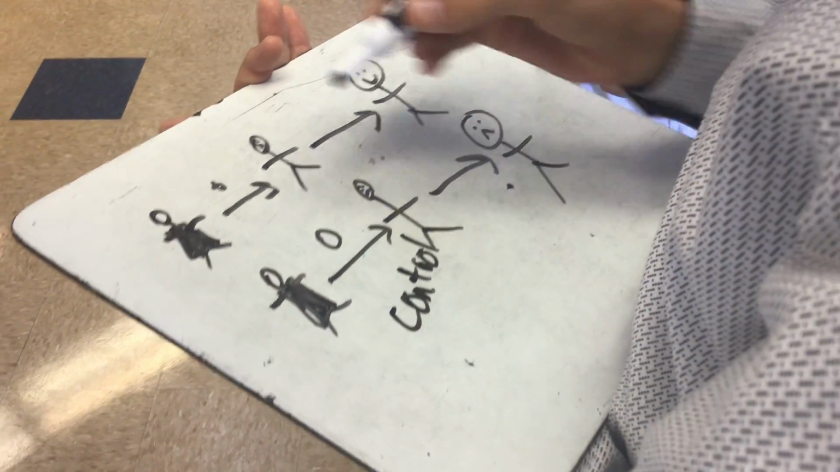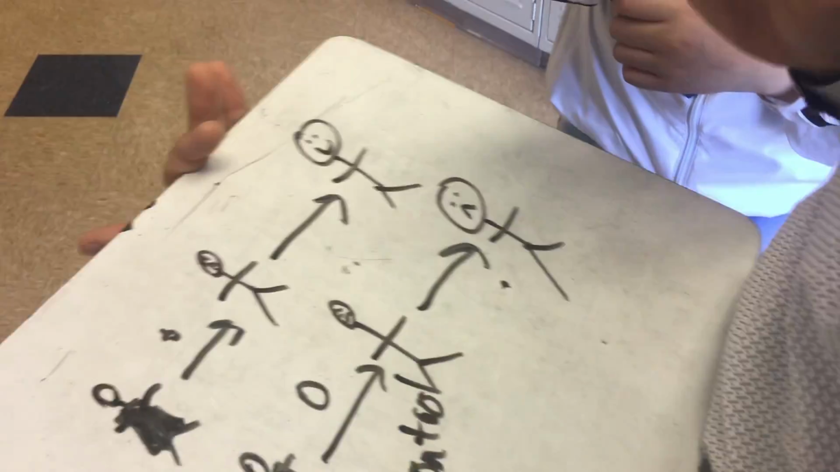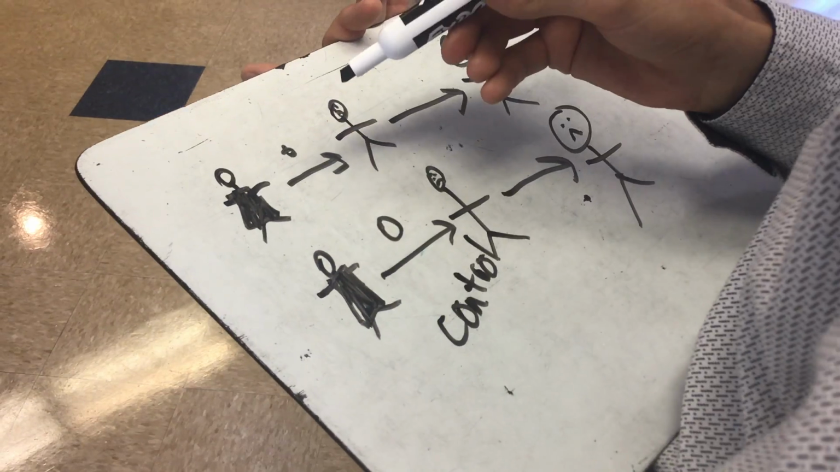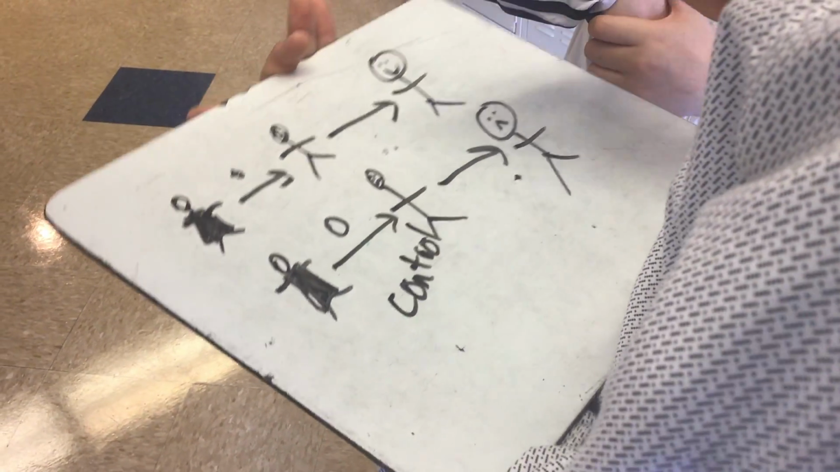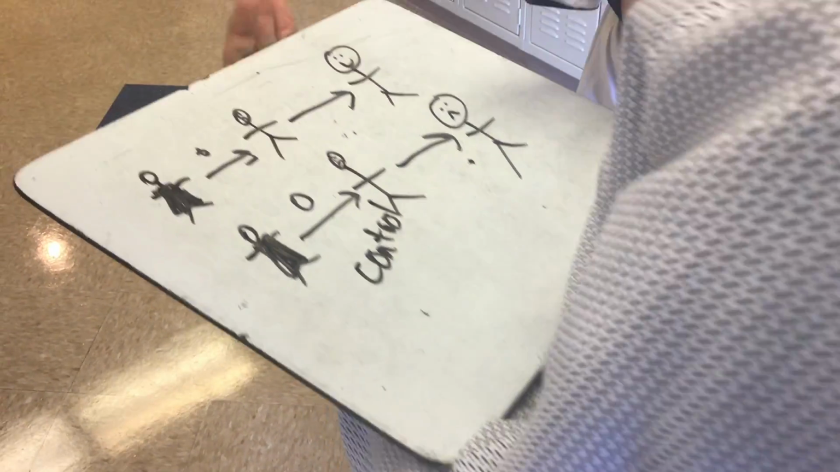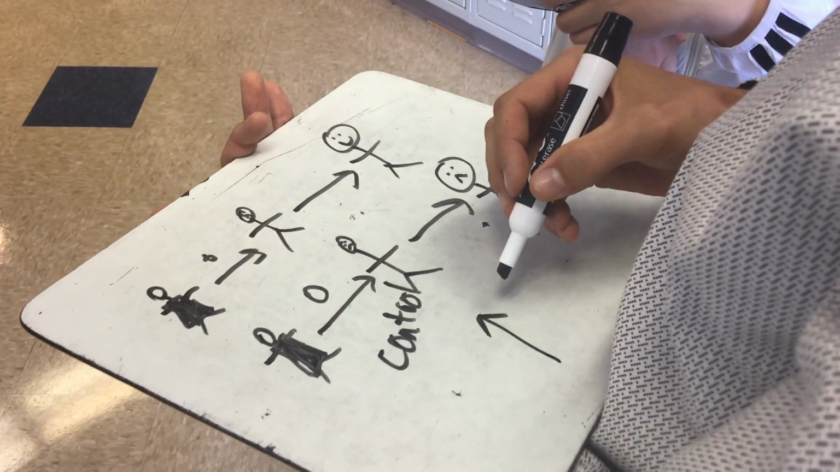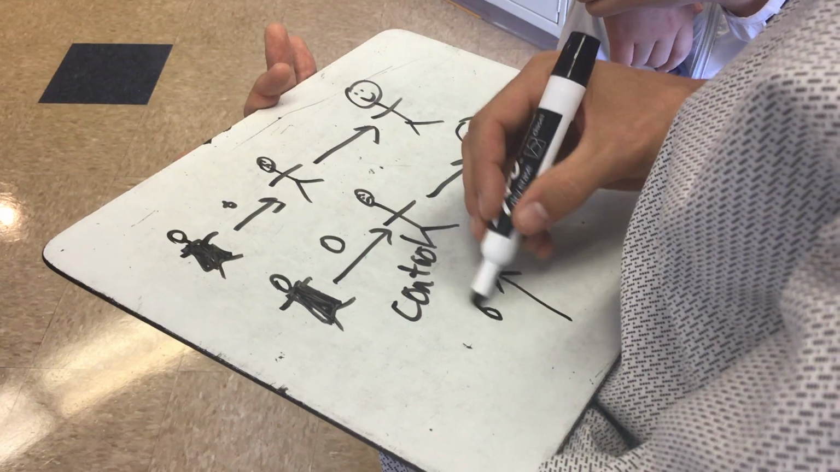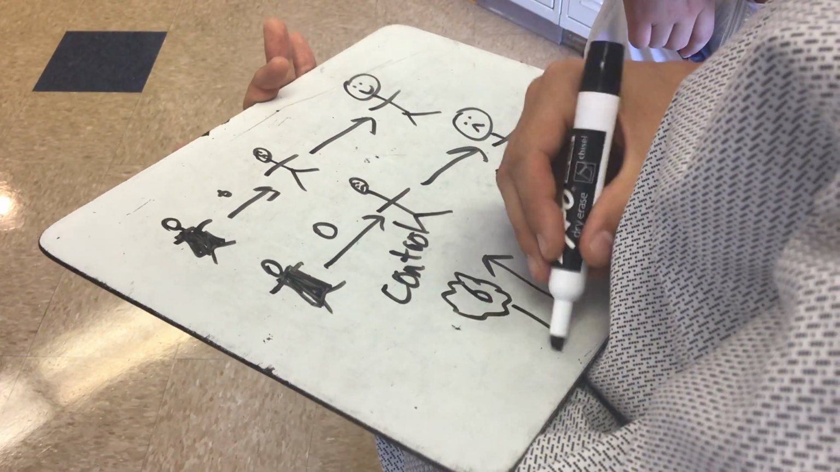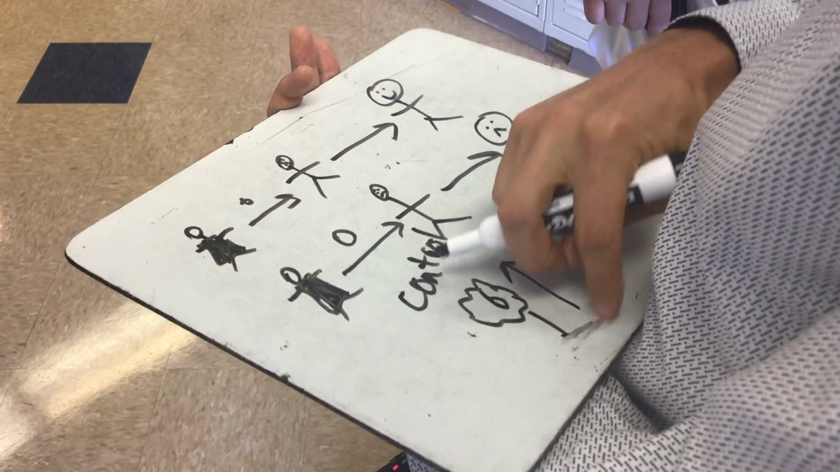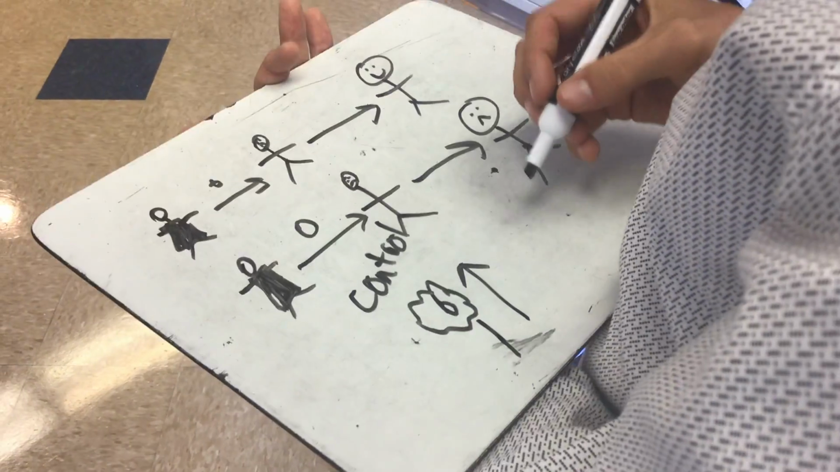So the control is usually, in a simple way, a fake version of the independent variable. So let's go back to our original example of whether giving a flower more water makes it grow. Here's your flower. Oh, that's not what I want. Giving a flower more water makes it grow.